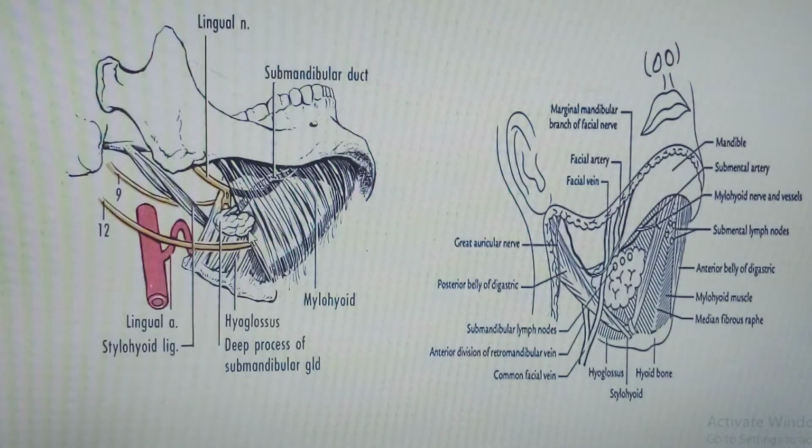But then there is another nerve which I want to show you here, and that nerve is actually a branch of the facial nerve.